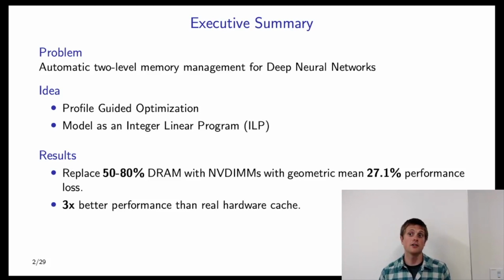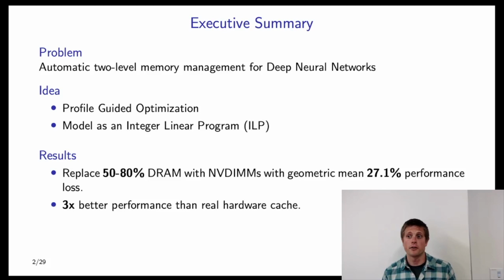Our general idea is that we can use profile-guided optimization to understand the impact of multiple memories on kernel performance, and that we can model this tensor assignment problem as an integer linear program. Some key results we have is that we found we can replace 50 to 80% of a system's DRAM with slower memory, such as non-volatile DIMMs, and only lose about 20% of performance, even though the NVDIMMs themselves are much slower.